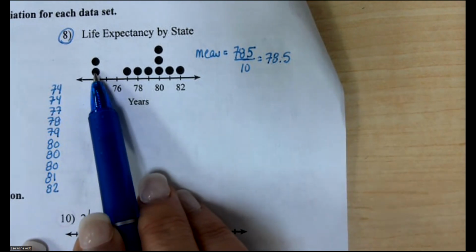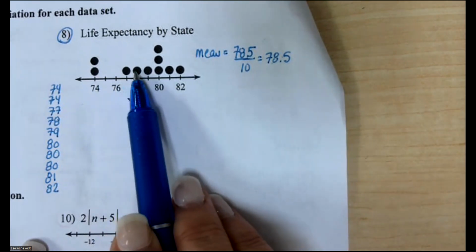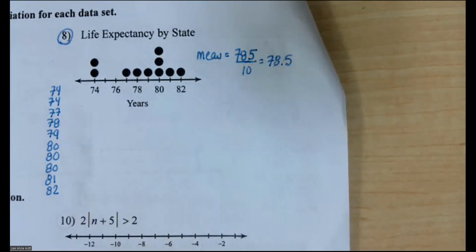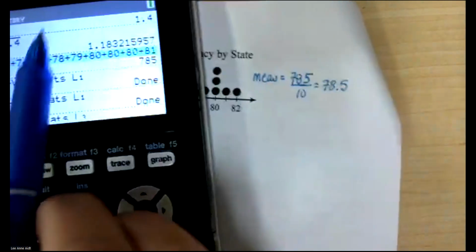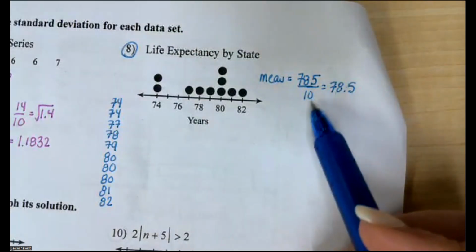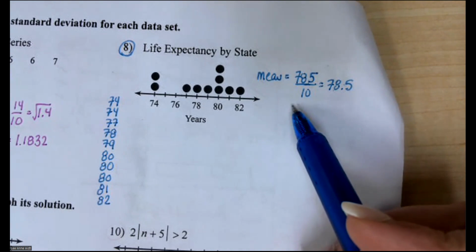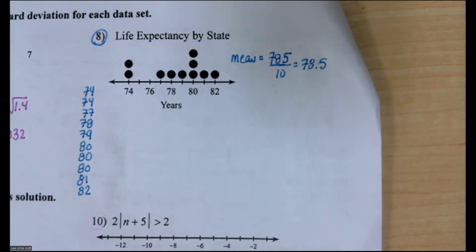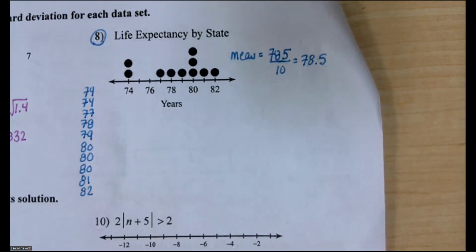Yeah, so this is 74, 74, 77, 78, 79, 80, 80, 80, 81, 82. And I want to prove to you that I did this. So I added up all of the numbers in my calculator here that were in this column. And then I divided by 10 because there's 10 numbers. That means I moved the decimal point over one spot and my mean is 78.5. Do you have any questions about how I got the list of numbers or how I got the mean? Are we sure we're clear on that?